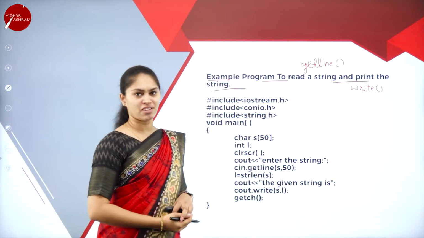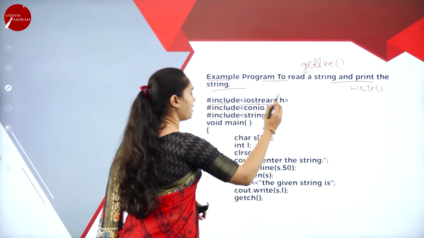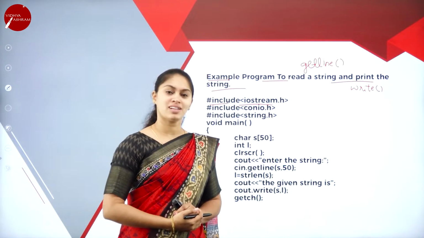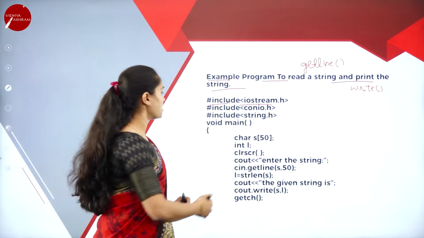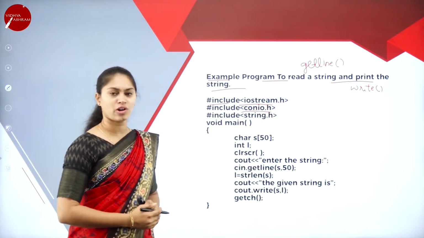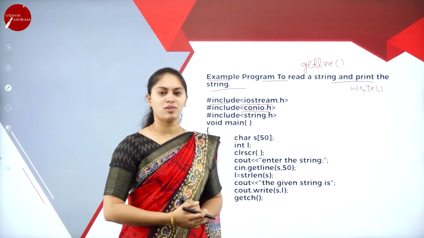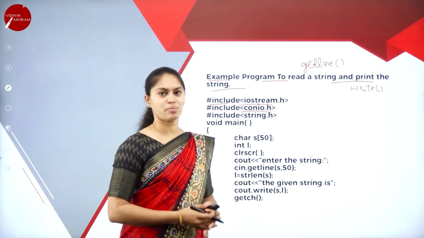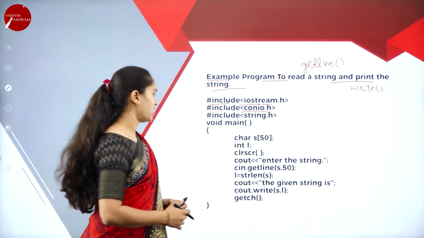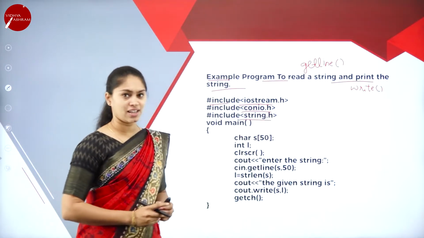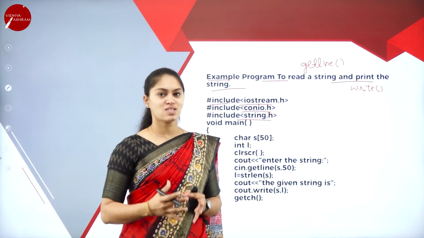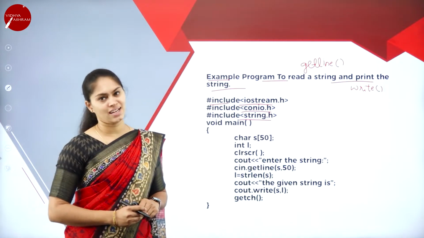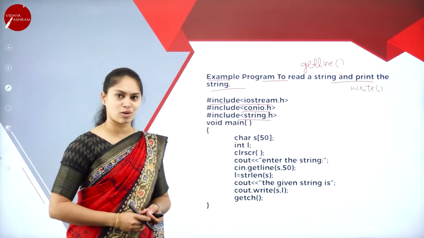Here I have 3 header files. Which are those? Include iostream.h. Why are we using iostream.h? Only for the purpose of taking input and output streams. I also have conio.h, that is the console input output header file. When I want to read and display the content of input and output, we use this conio.h. And the main thing, I'm using string.h. I have already discussed the string functions. If I want to perform string functions, I have to use the string.h header file, so I'm including it.